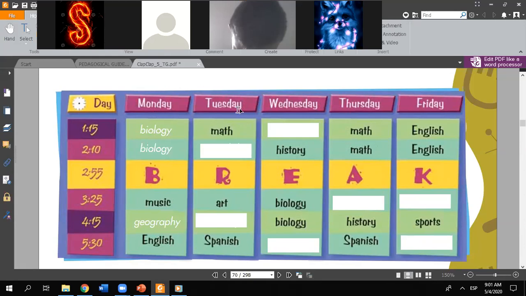On Tuesday, my first class is math. My second class on Tuesday is English. It is at 2:30. My history class is on Tuesday at 4:15.